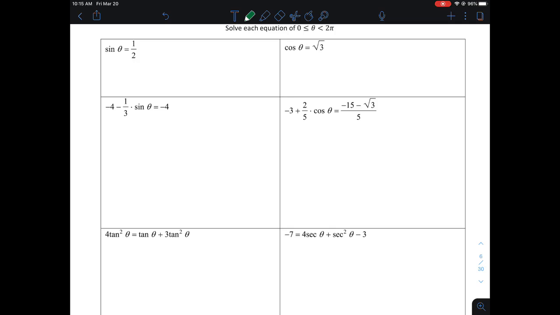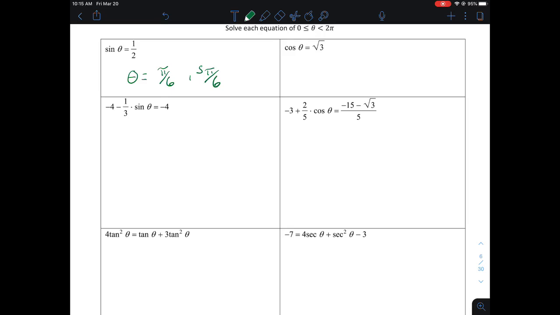So sine of theta equals 1/2. Now this is one of the simpler ones. I'm thinking, where on my unit circle does sine have a value of 1/2? Sine is the y value, y values around the unit circle. And the y values are positive 1/2 at pi over 6 and 5 pi over 6. So that one's straight off our unit circle.